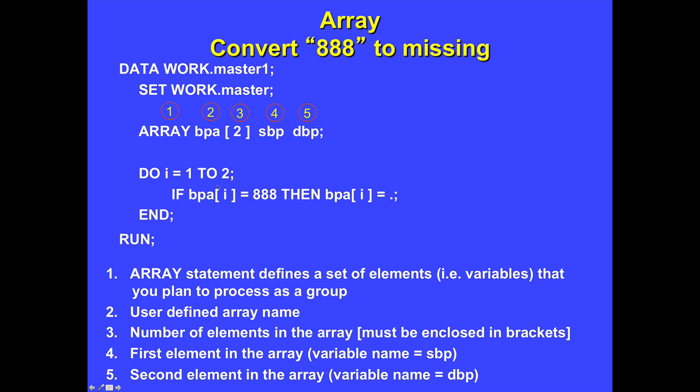And I specify 1 to 2 because I want SAS to start with the first element in the array, which is systolic blood pressure, and I want it to run through the code for each element all the way up to the second element. So in this example, there are only 2 variables in the array, and we say I equals 1 to 2. If there were 50 elements in the array and we wanted SAS to process all 50 elements, then we'd say do I equal 1 to 50.